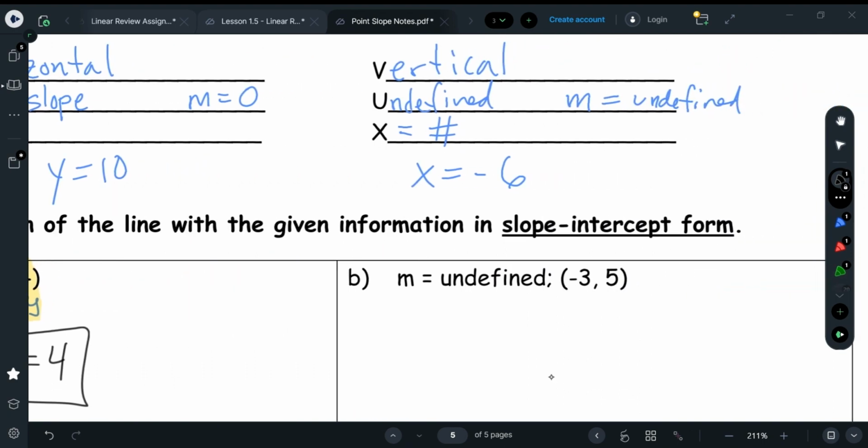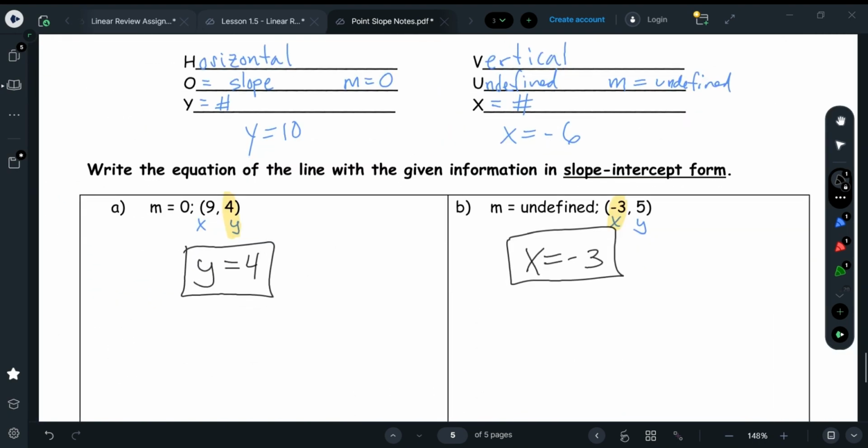Okay, part B, here it says slope is undefined. If the slope is undefined, that means we have a vertical line going straight up and down. The equation is going to be x equals some number. Well, what number could it be? Take a look over here. X value, y value. It's going to be this x value, because that's what it tells us here. Vertical line, undefined slope, it's always the x value. So x equals -3. There's our line, equation of our line.